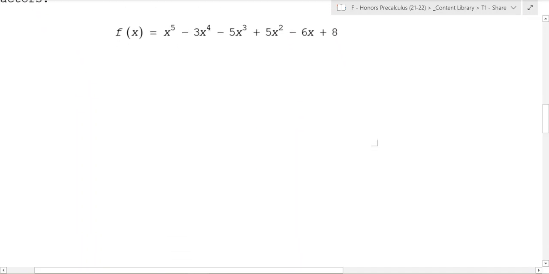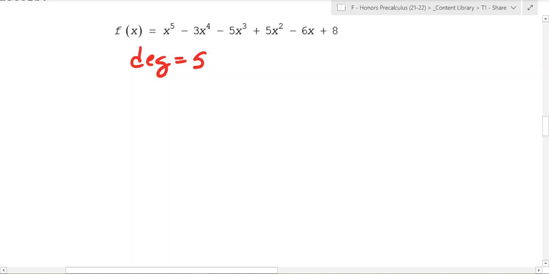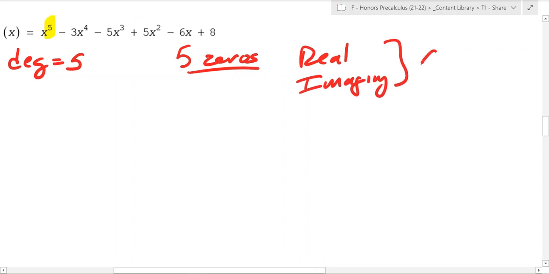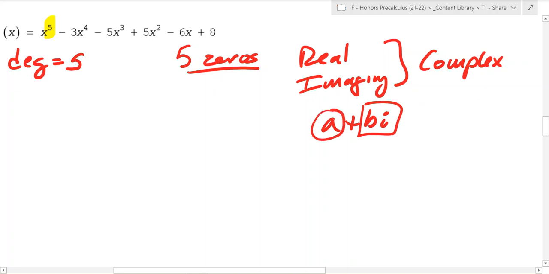What that means is, if you're looking at this polynomial, the degree of this polynomial is 5, which is right there, meaning there are 5 zeros. There are 5 things that make this equal to 0, but they may be real, but maybe they're not. They could be imaginary, but they're all complex. So all of the answers will be of the form a plus bi. Some of them won't have that. It'll just be 0, and they'll be just the real part.